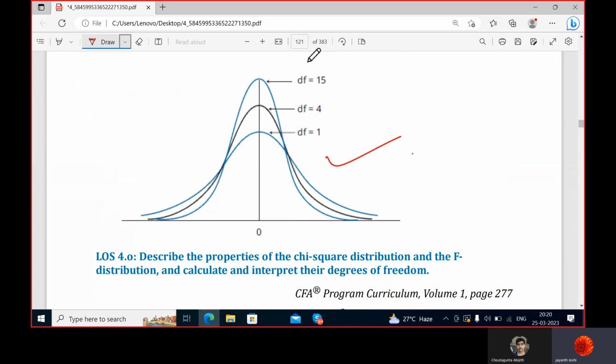These are the ones you are seeing. So when the degrees of freedom are high, the more peaked the distribution is. That means it is approaching normal distribution. It is less peaked with fewer degrees of freedom, because the sample size is smaller. When the sample size is even smaller, you see a flatter one. Okay.